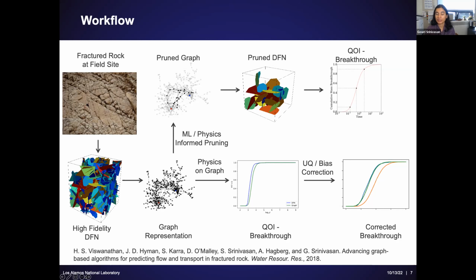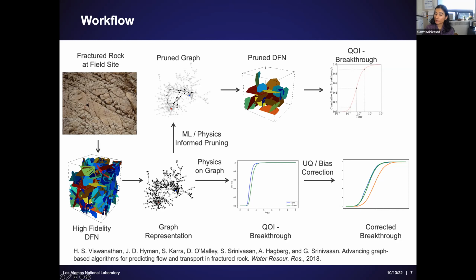If I can do that, then I go from this bottom left model, which is the high fidelity DFN, to this pruned DFN model, which is a lot smaller. Also remember that complexity scales as n squared. So if I've achieved even a 10% reduction in my DFN, that's still quite a bit. That's 80% of the original fracture network. So pruning is certainly one of the ways we can go about it.